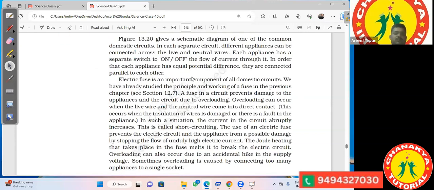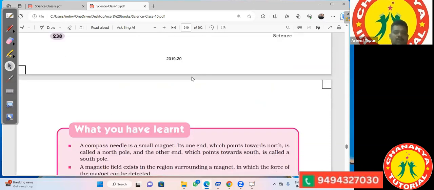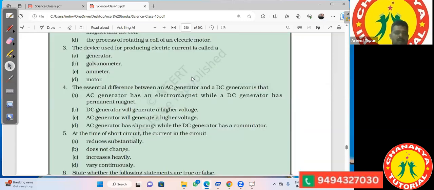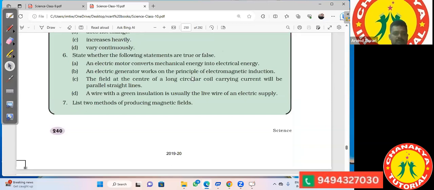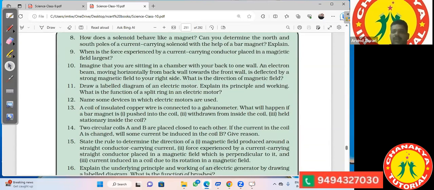Okay, let's see this one. Domestic circuit we have to do. Okay, see this question number 10.